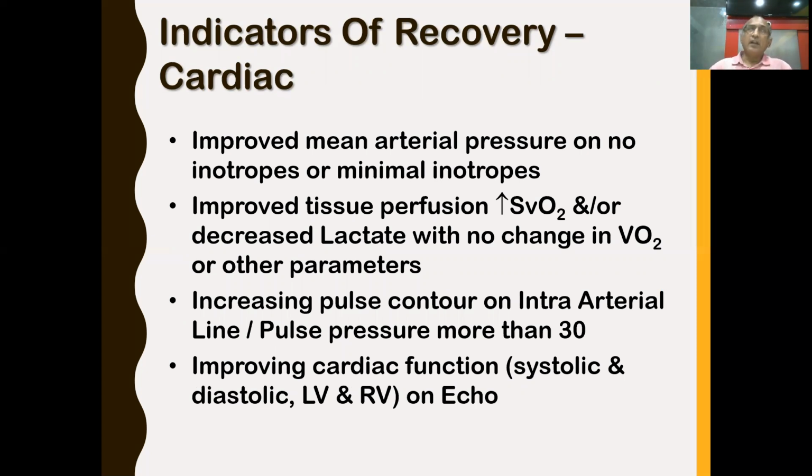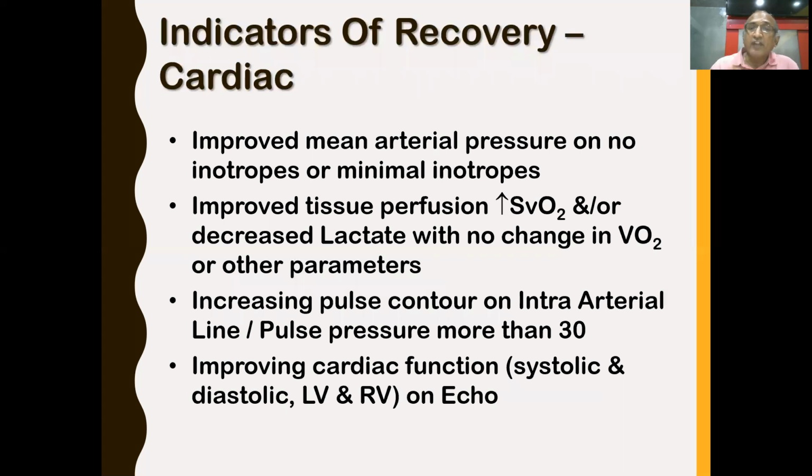What are the indicators of recovery from the cardiac point of view? One is improved mean arterial pressure. The mean arterial pressure goes to more than 70 in adult patients with minimum inotropes or without inotropes. Improved tissue perfusion, so your venous saturations are going above 70, your lactates are coming down and becoming normal. Your increased pulse contour. So usually when the patient is ECMO dependent, in a VA ECMO, you just see the straight line or you don't see the pulse pressure. So the pulse pressure is less than 10.